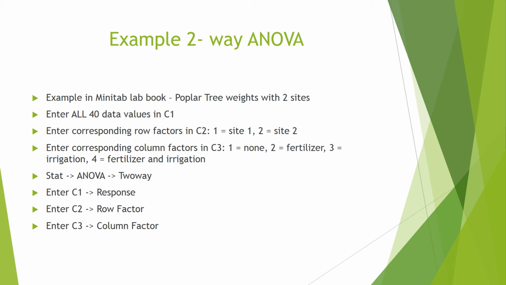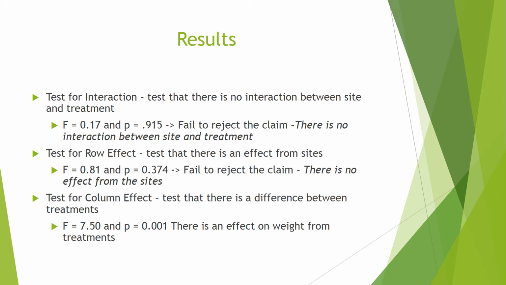But now we have a second factor. Besides the 4 treatments, we now are looking at 2 different sites. So my 2 factors are site 1 versus site 2, and then my second factor is the treatment: none, fertilizer, irrigation, and fertilizer and irrigation. You go to Stat, ANOVA, two-way, you enter the responses, all have to be in one column, and then you need to put all your row factors, so you need to put either 1 or 2 for the sites in column 2, and in column 3 you need to put your 4 different types of treatment for each of those values.